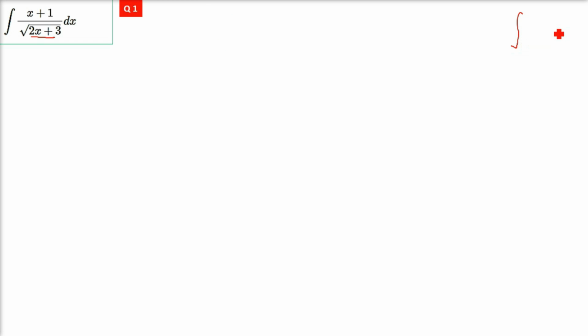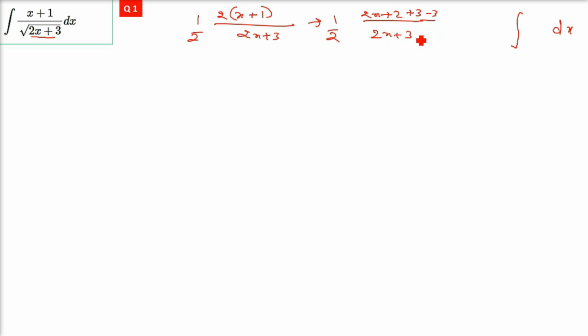Now, integration and dx, if I forget or if I don't write it, remember you have to write it. X plus 1 is in the numerator, 2x plus 3 is in the denominator. You need 2x plus 3 in the numerator. For that, multiply the numerator and denominator by 2. Half will remain here. Now the numerator becomes 2x plus 2 divided by 2x plus 3. But still we have 3 which we want, so we add 3 and subtract 3.